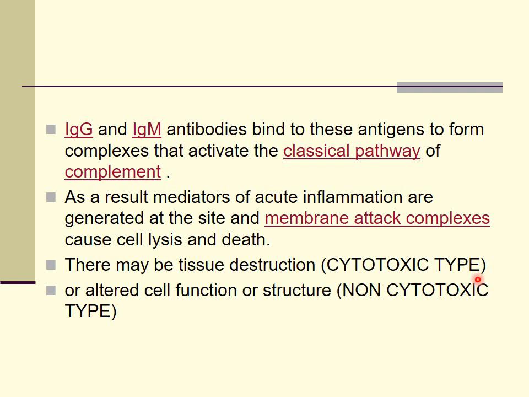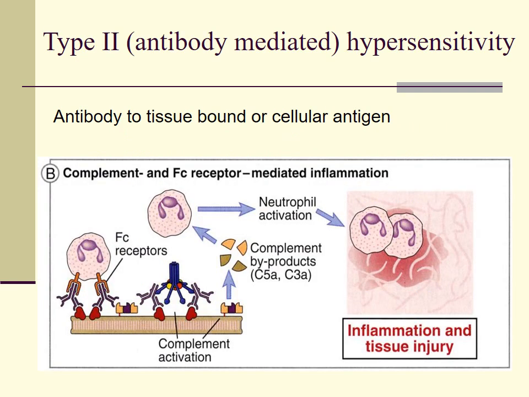Then it is known as the cytotoxic type. And in some cases, the whole destruction is not there, but only the cell function is altered. And that is known as the non-cytotoxic type of type 2 hypersensitivity. This is the pictorial representation. You can see in this picture that the antibodies are fixing complement and also attracting the phagocytic cells and causing hyper-responsive inflammation and tissue injury of the body's cells that have that antigen over their surface.